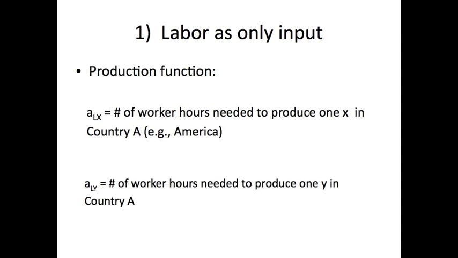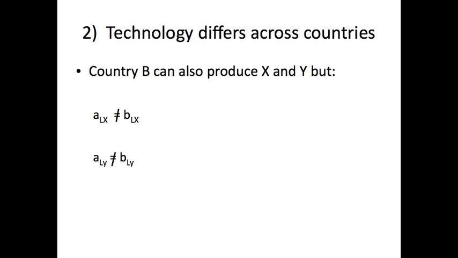aLX is the amount of labor it takes to produce 1 unit of X in country A. aLY is the number of workers it takes in country A to produce Y. The second assumption is that the production function varies across countries. aLX*, the unit labor coefficient, as we call it, or the amount of workers it takes to produce X in country B, isn't the same as in country A, and the same goes for sector Y.